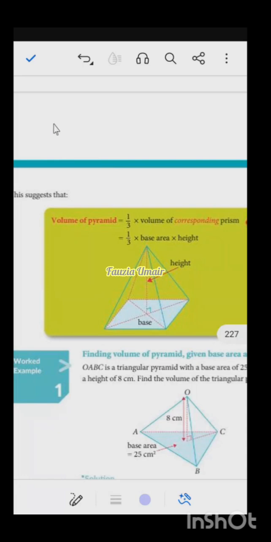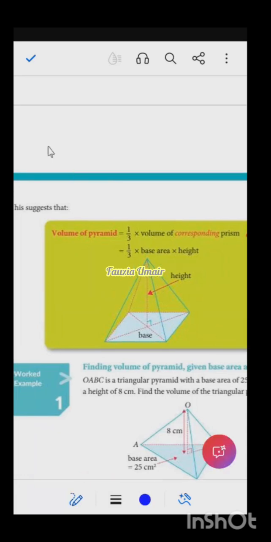Agar aapko yaad ho, prism ka volume, in the previous class you have learned. Can you recall? If not, I will tell you. Volume of prism is base area multiplied by height. Like if it's a triangular prism, then it will be base area of triangle multiplied by height. If it is cylinder, base area of circle multiplied by height. If it is, let's say, a cuboid, base area of rectangle in that cuboid multiplied by height.